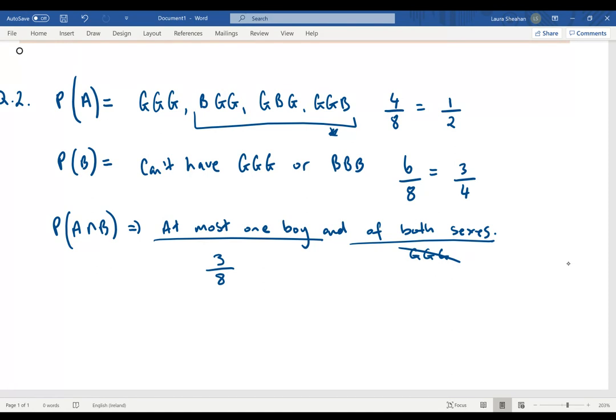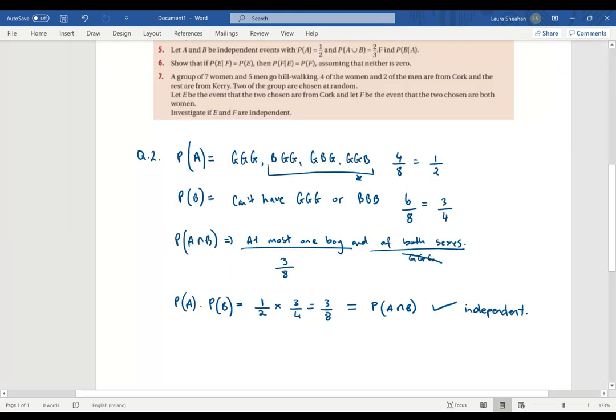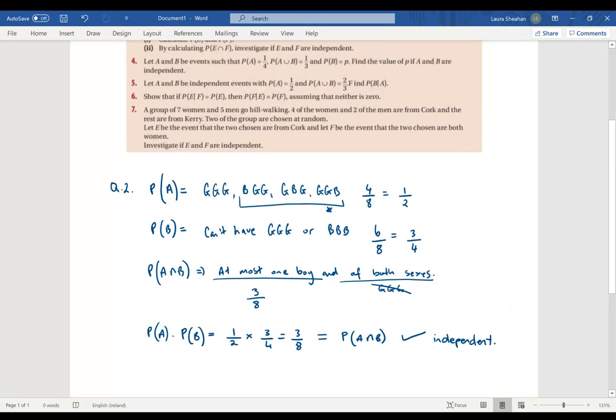To prove whether these events are independent or not, we take the probability of A and multiply it by the probability of B. So I've got a half times 3/4, which gets me 3/8, which is equal to P(A intersection B). So these 2 events are independent. That proves they are independent, because when I multiply the probability of A by the probability of B, I get A intersection B.